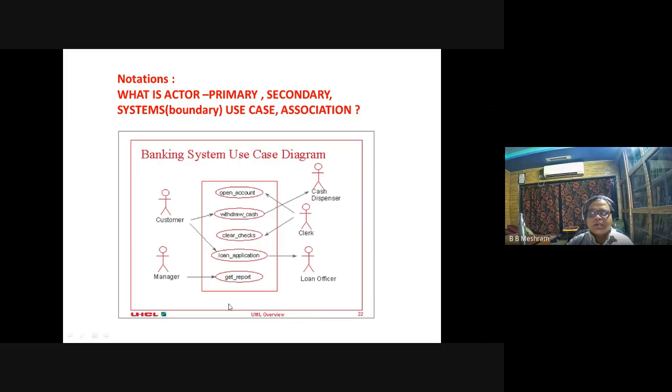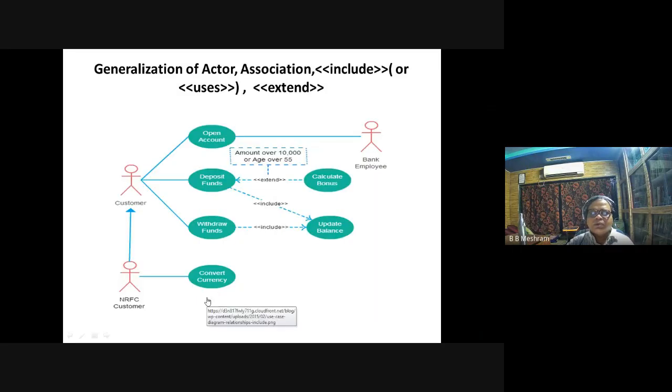System is represented by the rectangle in which all the use cases like open account, withdraw cash, clear checks, loan application, get report are the use cases, and the border is given to it. Now, what is generalization of the actor? Association like include or uses and extend relationship.